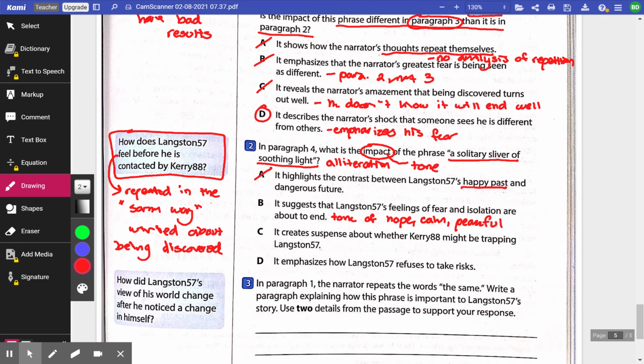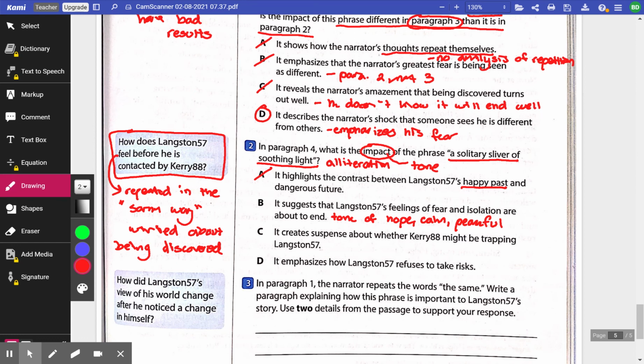That phrase, solitary sliver of soothing light, makes me feel calm and peaceful whenever I read it out loud, especially that word soothing. That word soothing has a positive connotation. If you are soothed, it means that you're at peace, you're being taken care of. Like, people soothe a crying baby to make them feel better. So that lends a hand to the tone being definitely calm and peaceful. So answer choice B is a potential for us, but let's look at C and D before we decide.